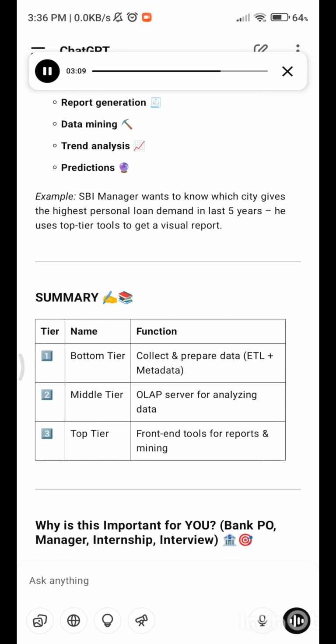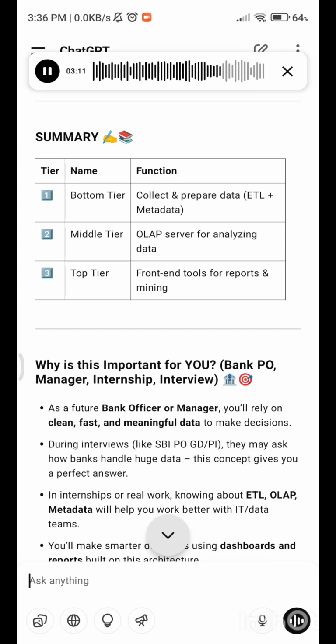Tier, name, function. 1. Bottom tier, collect and prepare data, ETL, metadata. 2. Middle tier, OLAP server for analyzing data. 3. Top tier, front-end tools for reports and mining.